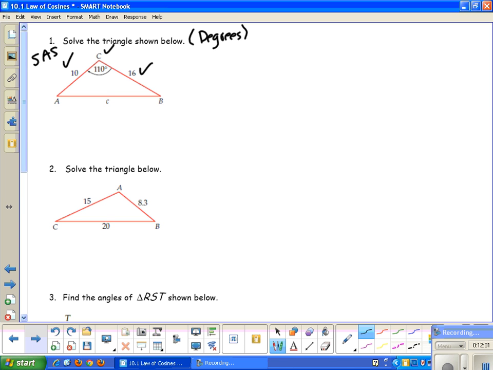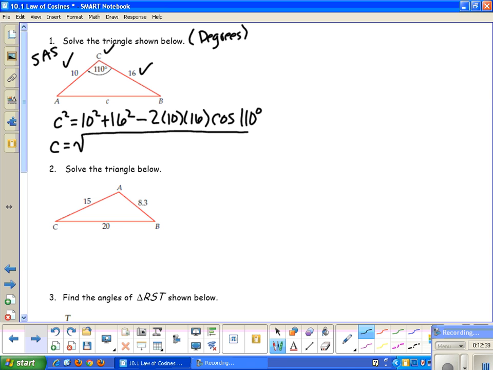Now, if I want to solve for side C, let's go ahead and do that first. So C squared would be equal to, in this case, 10 squared plus 16 squared minus 2 times 10 times 16, and then the cosine of the angle, which would be 110 degrees. So this is the equation that we are solving right here. Again, make sure your calculator is in degrees, and then I'm going to plug all of this into my calculator, and then to solve for C, you have to do the square root of all of that.